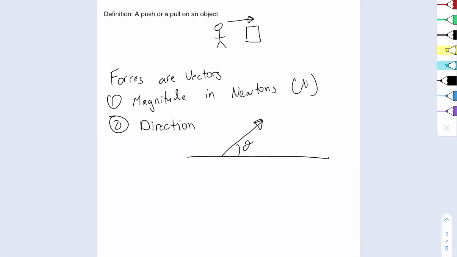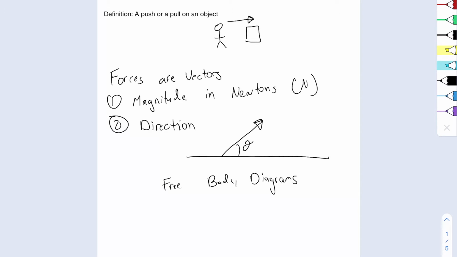A very important tool whenever you encounter any problems related to forces are free body diagrams. And what these are is a very, very simple sketch of the various forces acting on any given body. And it just helps us visualize the problem.